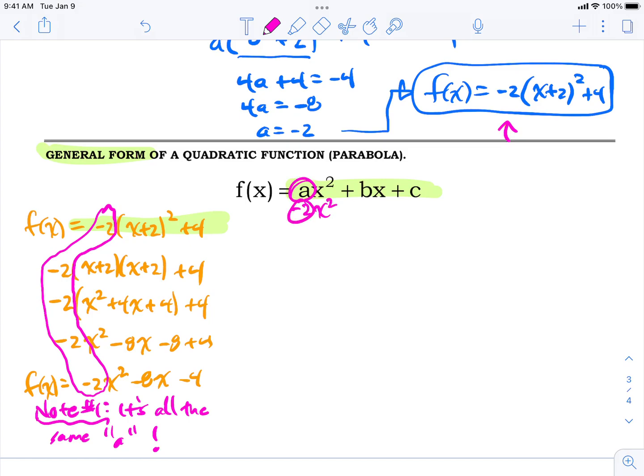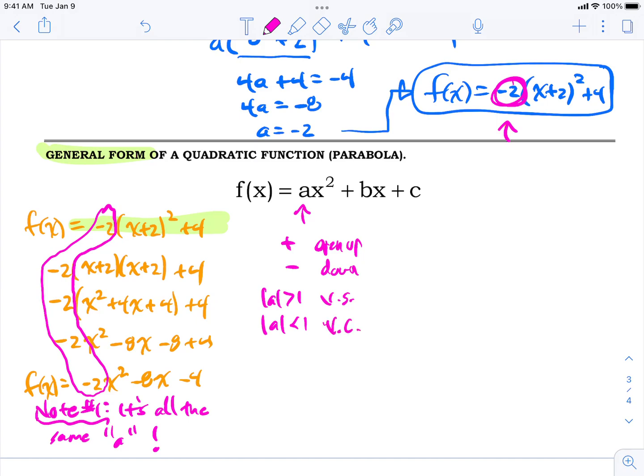This A here is exactly the same as this A here, which means when you're in your general form, you can look at that A and decide all the same things. Positive, it'll open up. Negative, it'll open down. Is it bigger than 1? It'll be a vertical stretch. Is it less than 1? It'll be a vertical compression. That part's all exactly the same. I love that. It's the very same A. So that's a big note number 1.